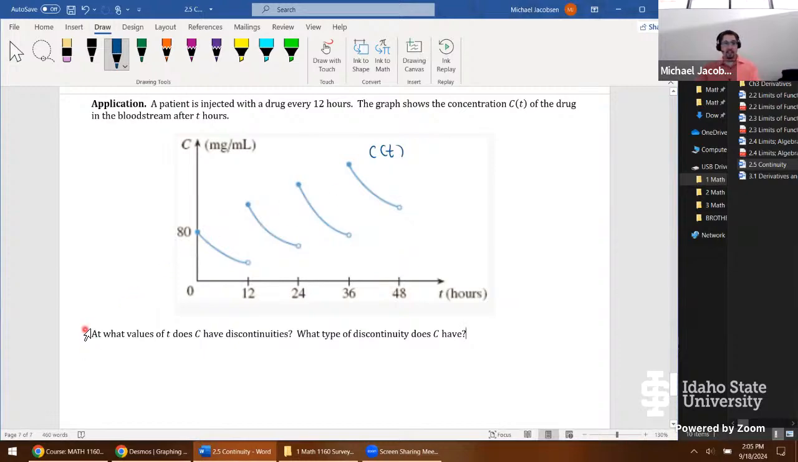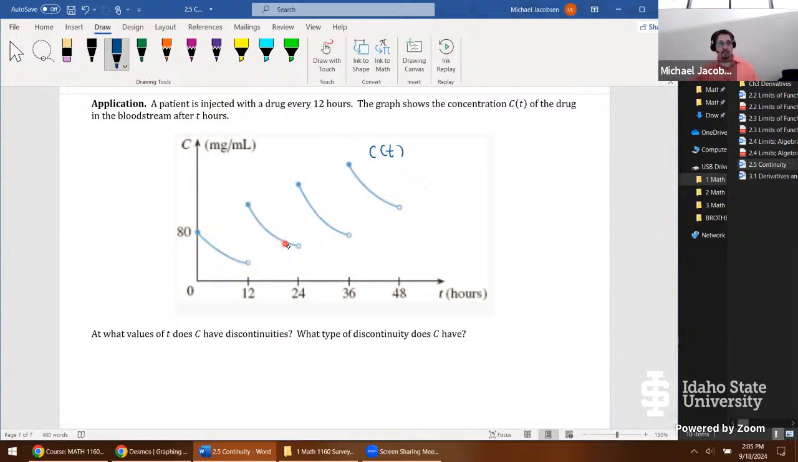They're asking us at what values of T does C have discontinuities, and what types of discontinuities does C have? Well, certainly we have discontinuities at 12, 24, 36, 48, because if you were to try to plot this, you would have to go here with your pen or pencil, put it in a circle, and then the fact that you have to jump up means we have discontinuities.